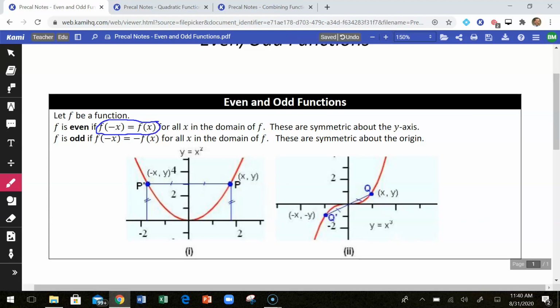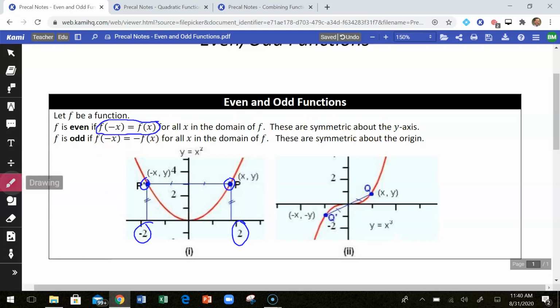So, if we look at, for this function, f of 2 and f of negative 2, we get the same value, right? So that's saying f of negative 2 is the same as f of 2. If that's the case, you have an even function, again, and it will be symmetric about the y-axis.